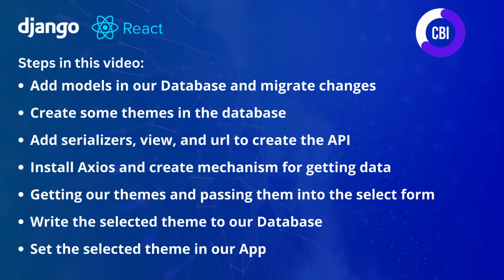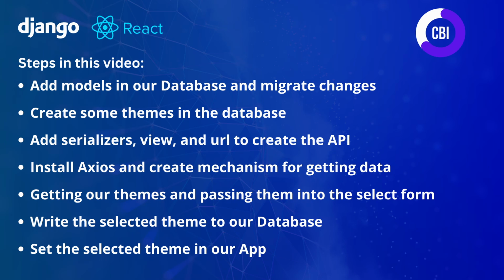Now, to realize that, we will be following 7 main steps. First, we need to prepare our Django backend, where we're going to be adding some models in our database to actually store the information about our themes. Then we're going to be creating some themes in our database already, just so we have something populated there. And we're going to create a serializer, a view, and a URL to create an API to bring all of that information from the backend to the frontend. So we're using Django REST framework to realize that.